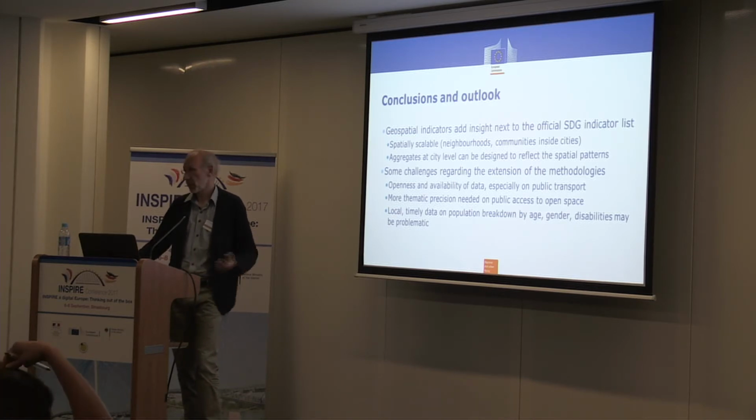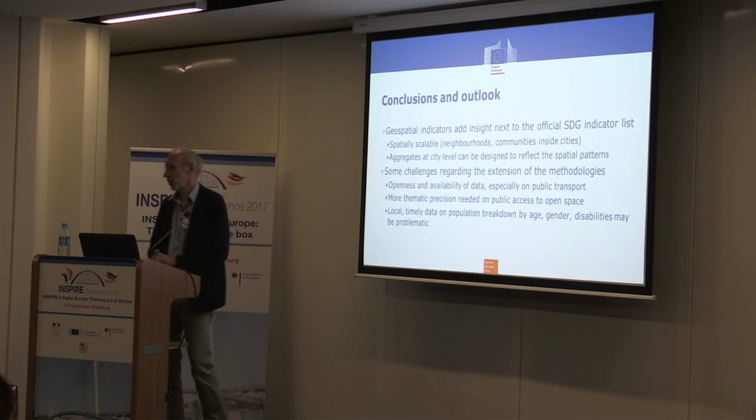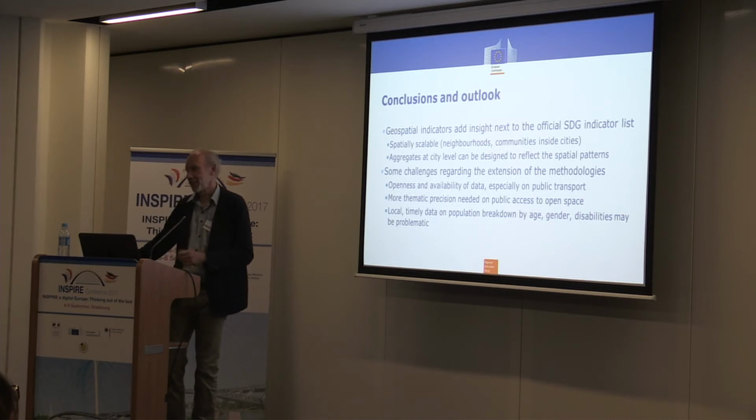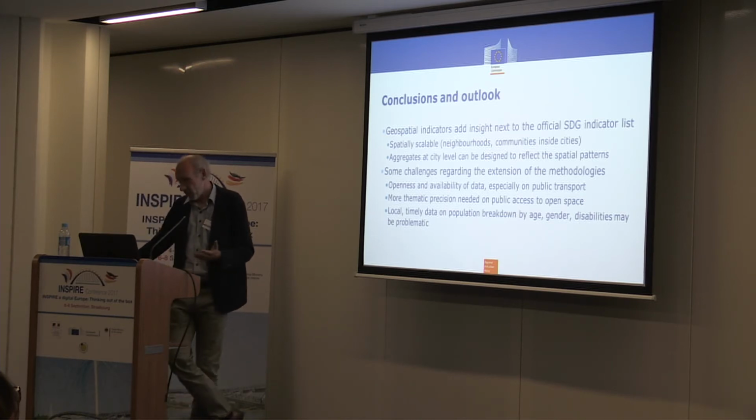Urban Atlas, for example, considers all green urban areas as accessible. There might be private spaces in there. The Royal Park of Brussels is included there, but it's definitely not accessible to the public. And local, timely data on population breakdown by age, by gender, by disabilities is certainly problematic.